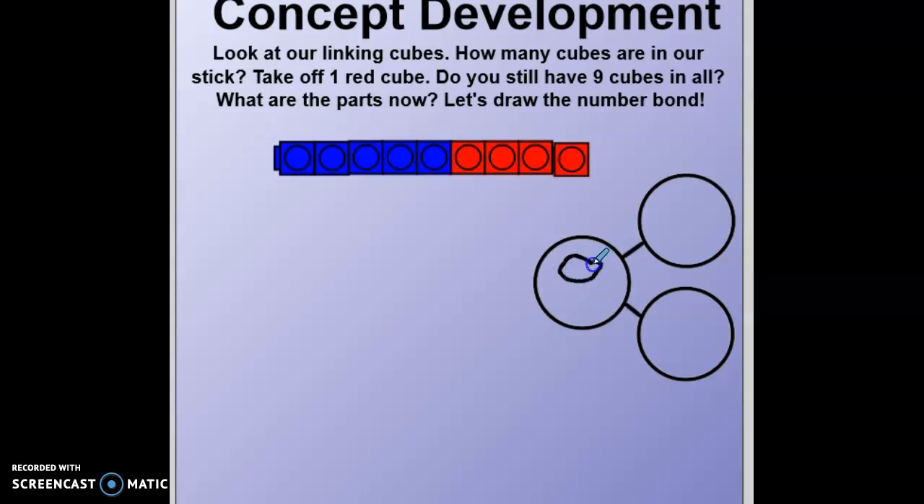All we're doing today is creating number bonds for right now. Okay? Then it says take off 1 red linking cube. Okay? Now we have to figure out our 2 parts. Now how many did we take away? Just this one, so that's one of our parts. And then let's count our top part. 1, 2, 3, 4, 5, 6, 7, 8. There are our two parts.